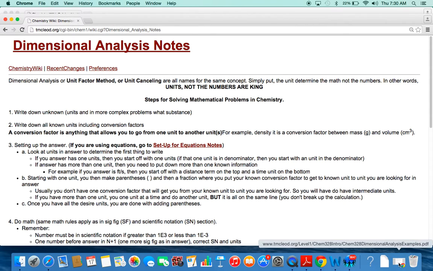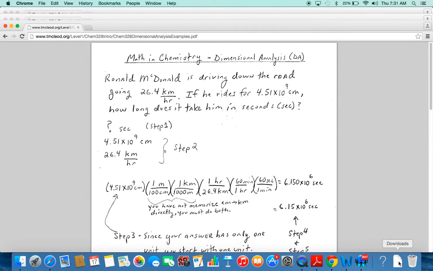So if you look at the example, again, those two things are done no matter if you're using dimensional analysis or by equation. So the question we are going to use for the first question, we're going to look at 2 for dimensional analysis. So you look at this: Ronald McLeod is driving a car going 26.4 kilometers per hour. If he rides 4.51 times 10 to the 9th centimeters, how long does it take him in seconds?